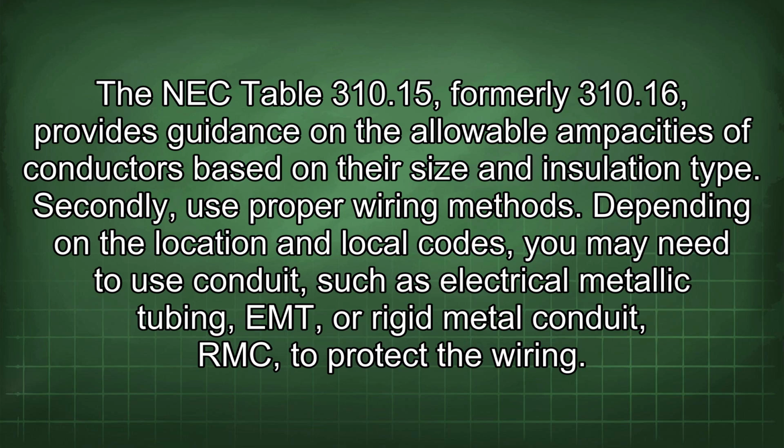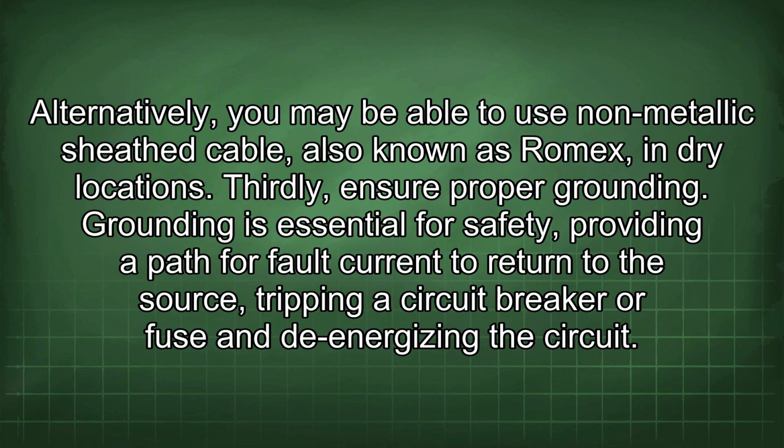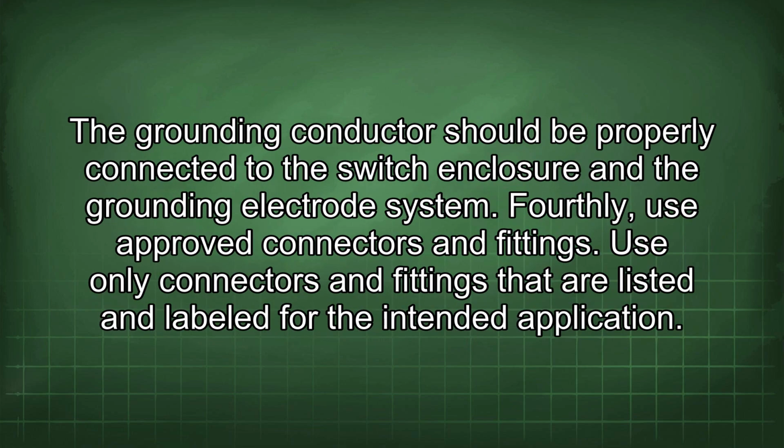Depending on the location and local codes, you may need to use conduit such as electrical metallic tubing (EMT) or rigid metal conduit (RMC) to protect the wiring. Alternatively, you may be able to use non-metallic sheathed cable, also known as Romex, in dry locations. Thirdly, ensure proper grounding. Grounding is essential for safety, providing a path for fault current to return to the source, tripping a circuit breaker or fuse and de-energizing the circuit. The grounding conductor should be properly connected to the switch enclosure and the grounding electrode system.